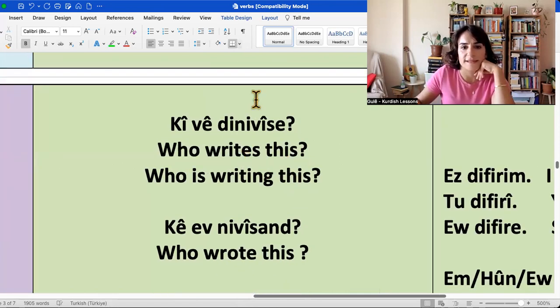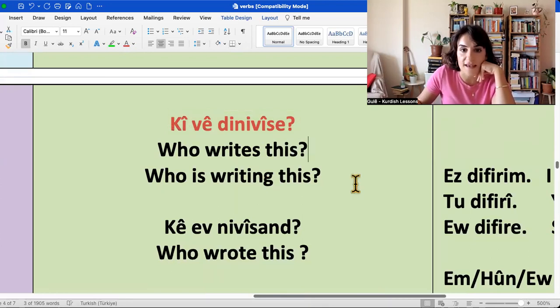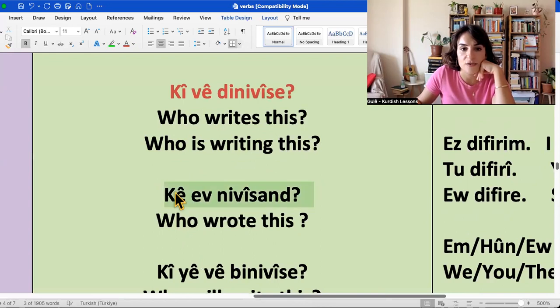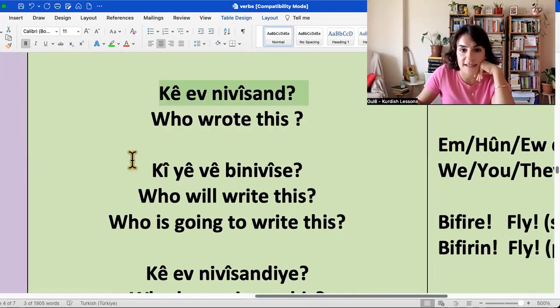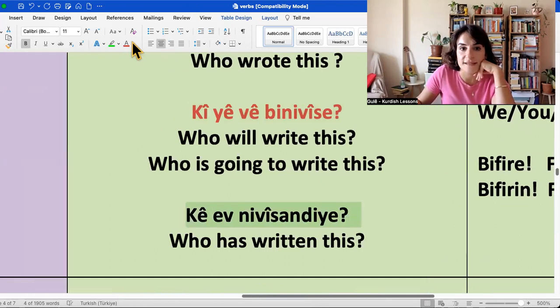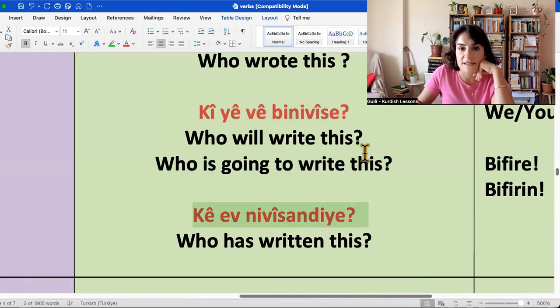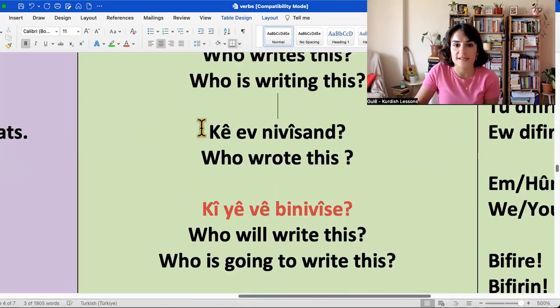Here we have some examples. So, ki ve denvise. Who writes this or who is writing this? And in the past, it will be ke avnvisan. Who wrote this? In the future, kiye ve benvise. Who will write this? Who is going to write this? Ke avnvisan. Who has written this? So it's just in different tenses, asking the question with the same word.